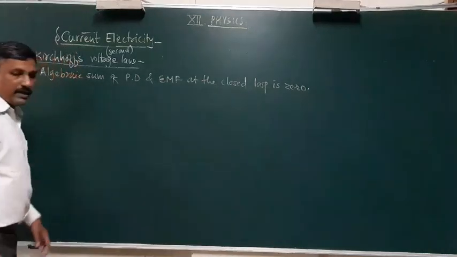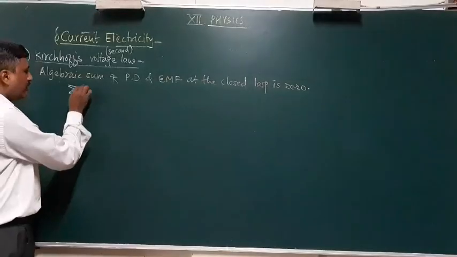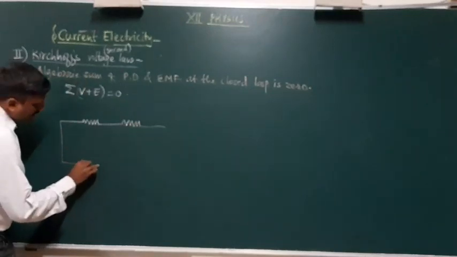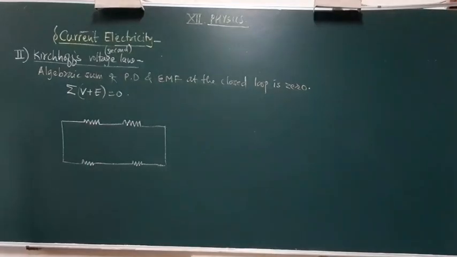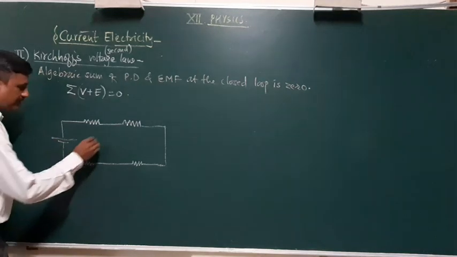Potential difference and EMF across any closed loop equals 0. Algebraic sum of potential difference plus EMF equals 0. Now I am going to draw one circuit, and from this circuit we can easily study Kirchhoff's law. Okay, it will be very easy. I am taking the example from the textbook.